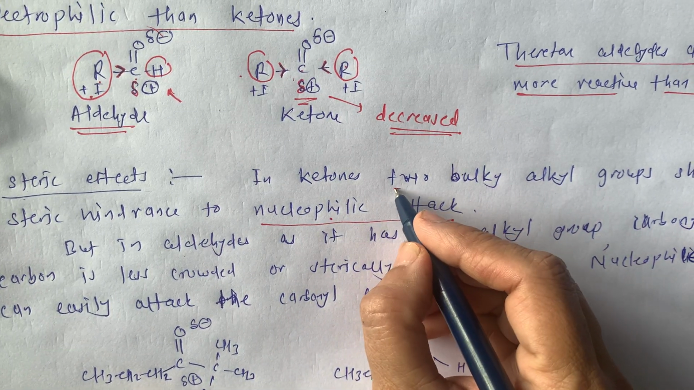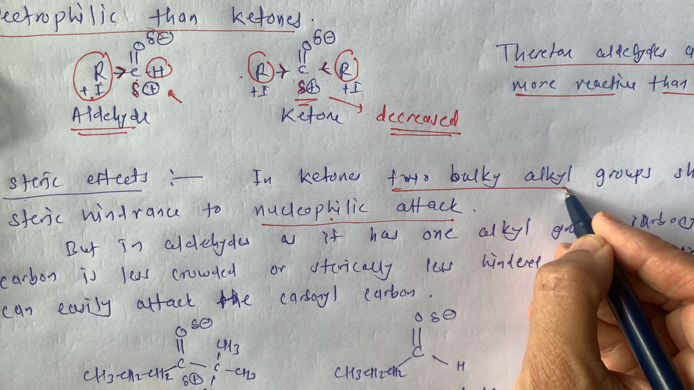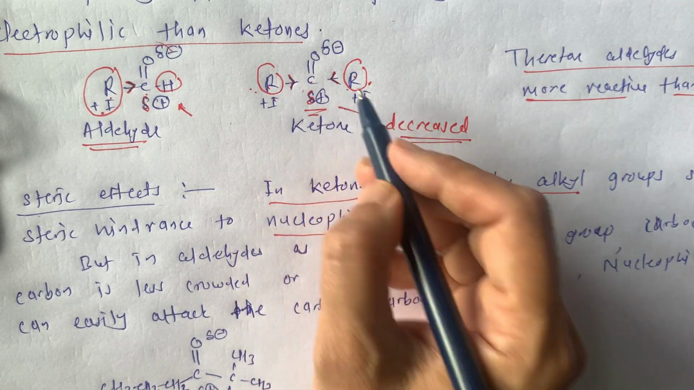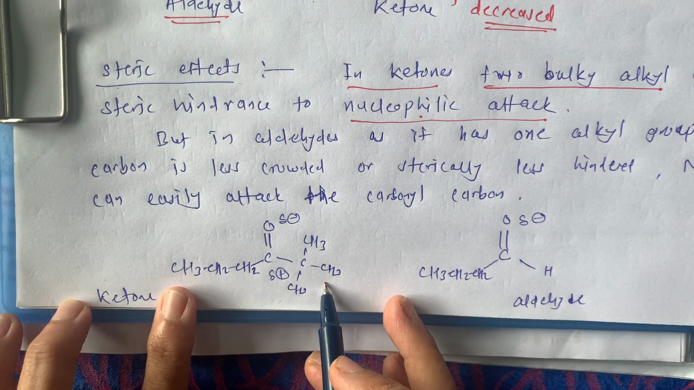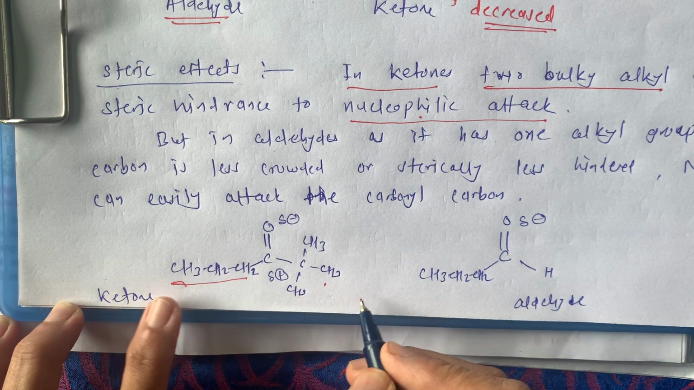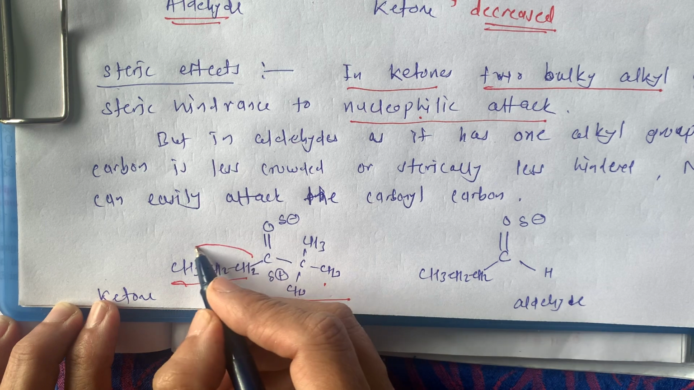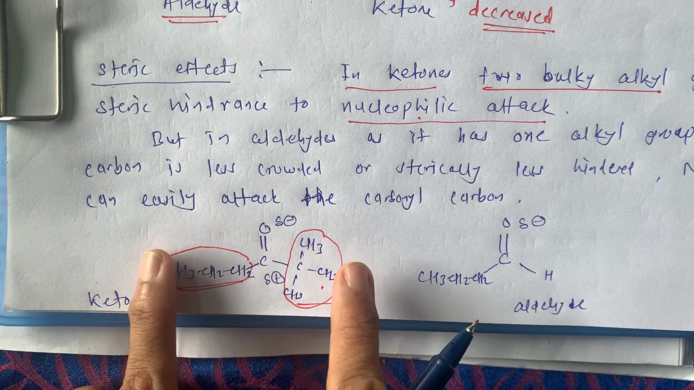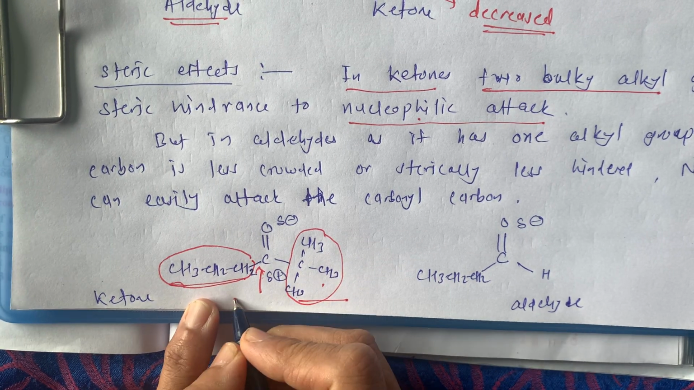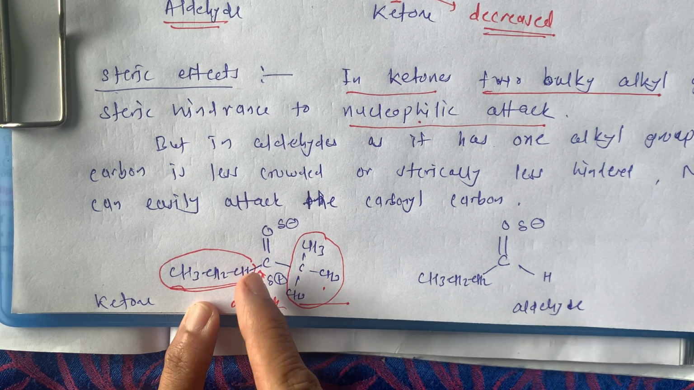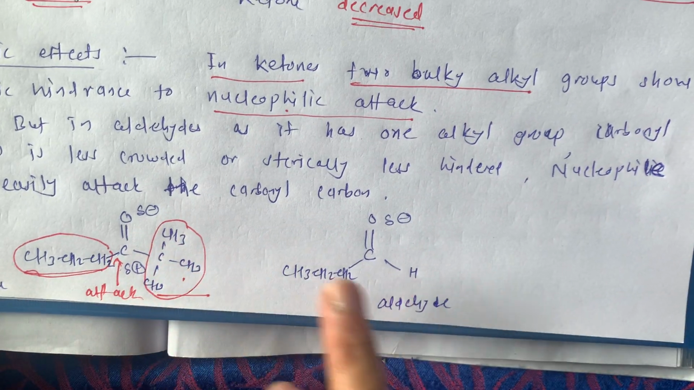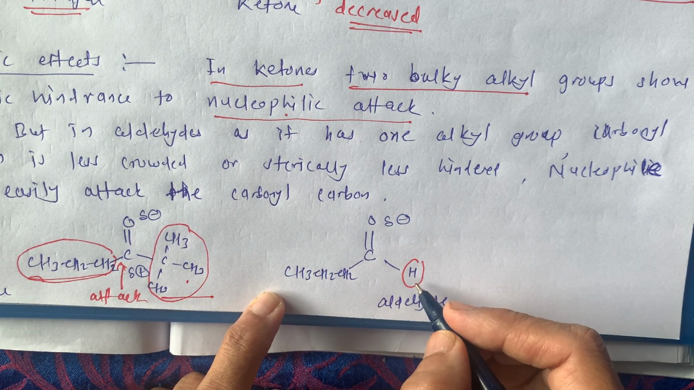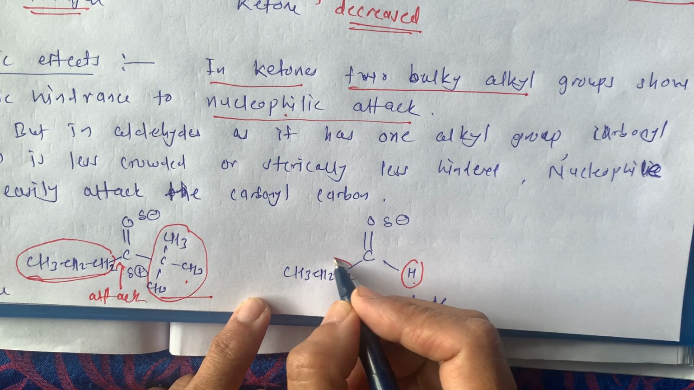Why is this so? Because in ketones there are 2 bulky alkyl groups. If this is a ketone and one group is like this and another alkyl group is like this, these are bulkier groups, so it's a crowded place, and there is steric hindrance to attack on this carbonyl carbon. But as compared to ketones, in aldehyde there is less steric hindrance, because on one side there is only H, a very small element, and on the other side the alkyl group.